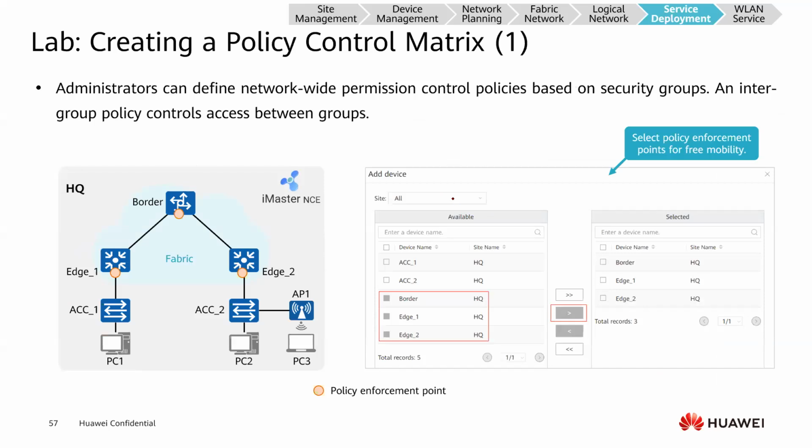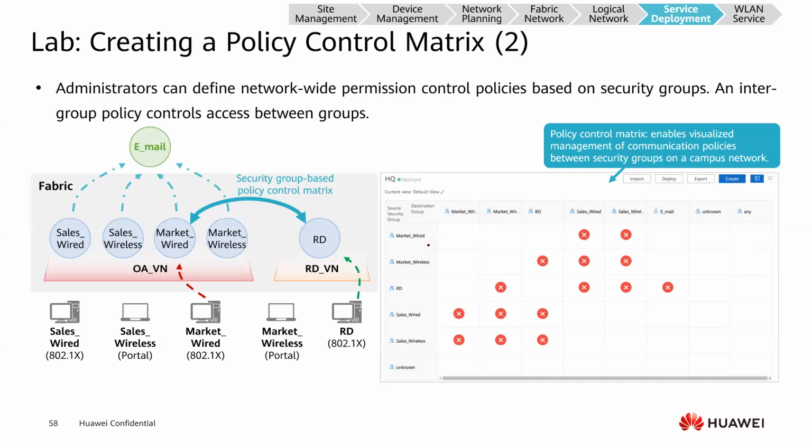And then you need to create the policy control matrix. Before you create it, you need to choose the specific policy enforcement point. And then for the controller, after deploying the policy control matrix, it will deliver the policy to all of the enforcement points. So you need to choose the enforcement point first. And then you just deploy the policy control matrix like this. Change the action to deny. That means two groups cannot connect with each other. And by default, the action is permit.